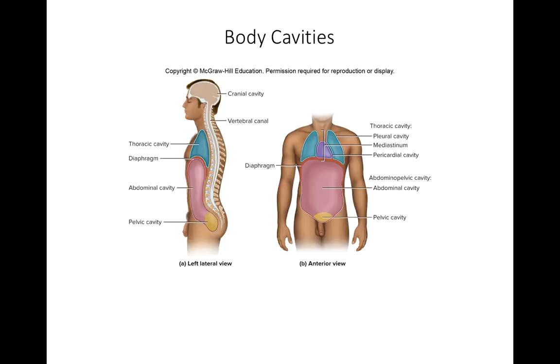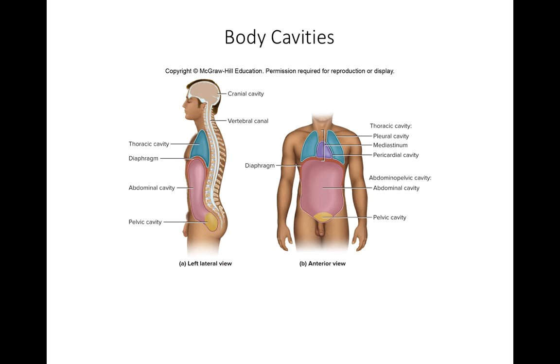So the majority of the organs that we're going to see in the body outside of the skeletal and muscular systems are going to reside in body cavities. And we basically have 2 big separations. We've got a dorsal cavity that houses the brain and the spinal cord, which is your cranial and vertebral canals there. And then you've got the ventral cavity consisting of the thoracic cavity, abdominal cavity, and the pelvic cavity.